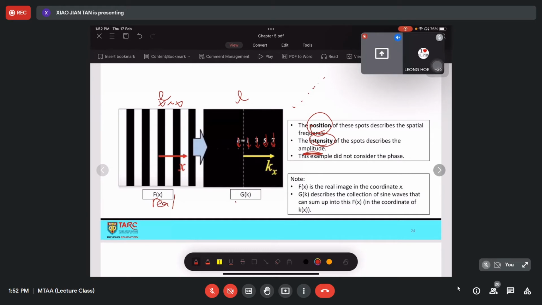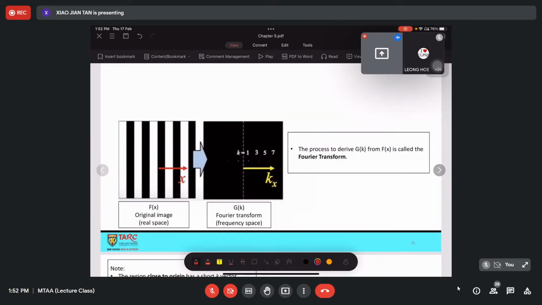Okay, so note that fx is the real image, and gk is the collection of sine waves that can be summed up into this one. Which means fx is the original image, and gk is the collection of sine waves that we want to sum up to approximate this fx. Okay, so the process to derive gk from fx is called the Fourier transform. So now do you understand what is the Fourier transform? Which is to get this one from the original one. This process we know as the Fourier transform.